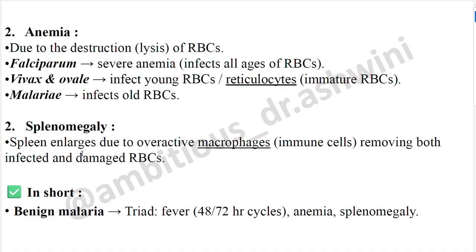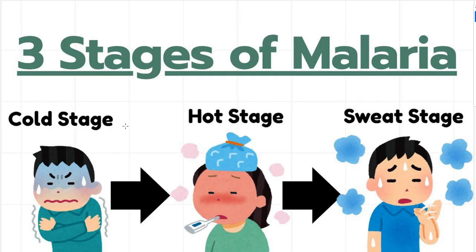So, in short, the clinical features: the benign malaria triad is fever in a 48 or 72 hour cycle, anemia, and splenomegaly. So these are the three stages of the paroxysm: cold stage, hot stage, and sweat stage.